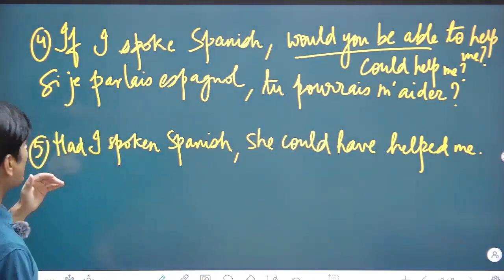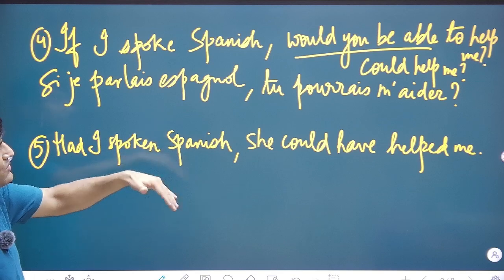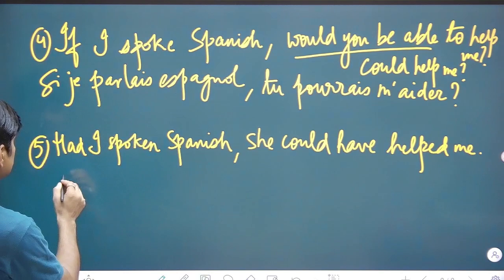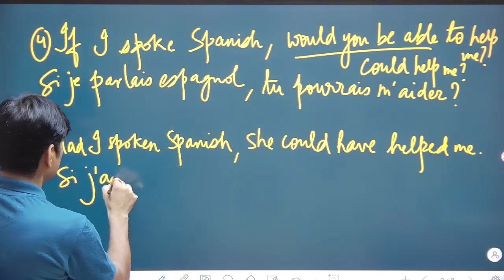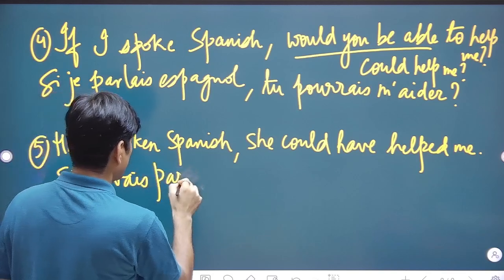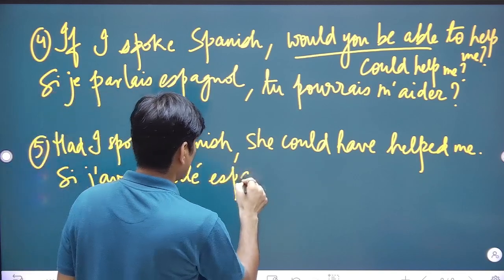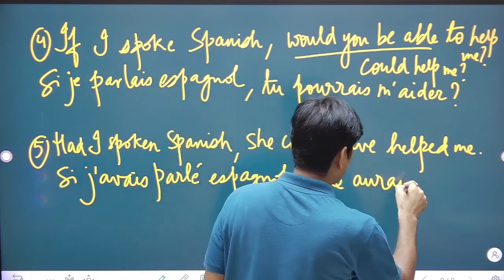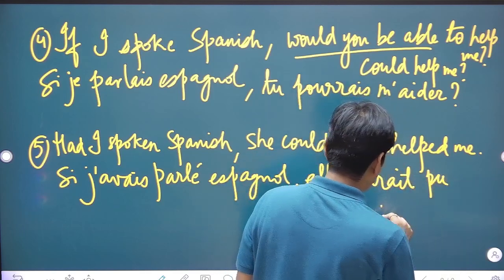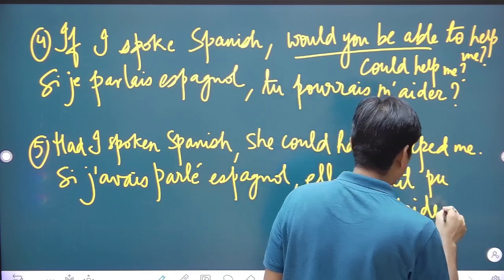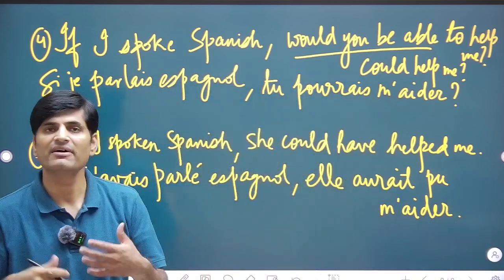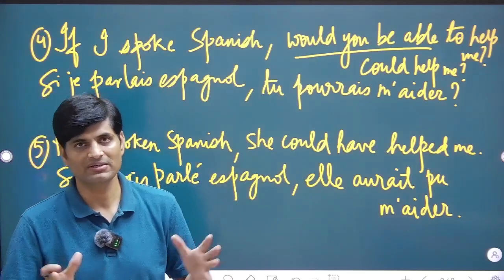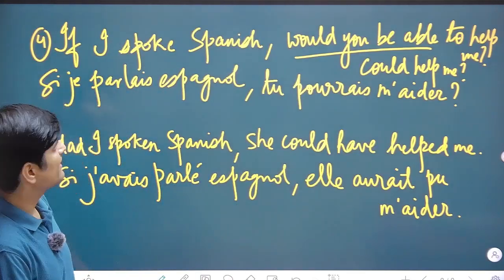And in the end, we have, had I spoken Spanish, she could have helped me, but it's not possible anymore because it's a regret now. So, si j'avais parlé espagnol, elle aurait pu m'aider. Elle aurait pu m'aider. She could have helped me, but now there's no more possibility of the same, so she cannot help me anymore. It's all done now. So this was in a nutshell.